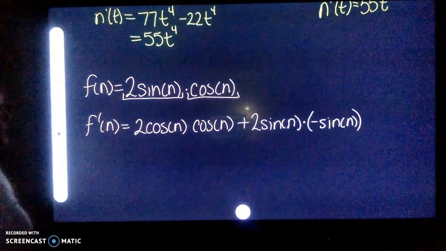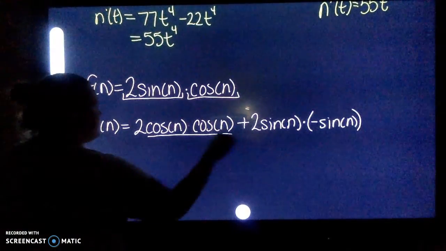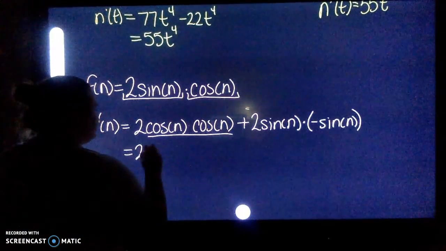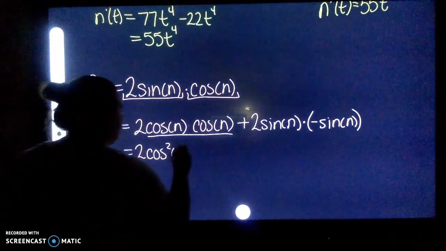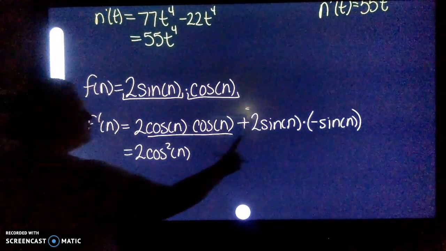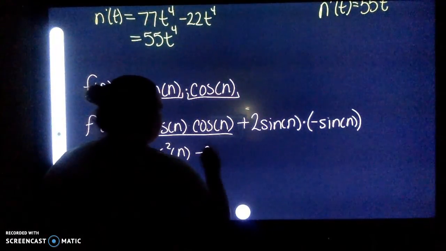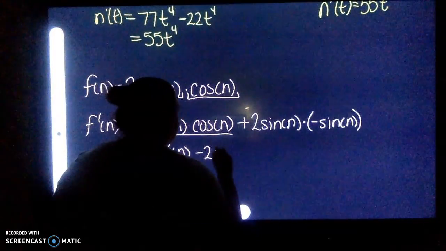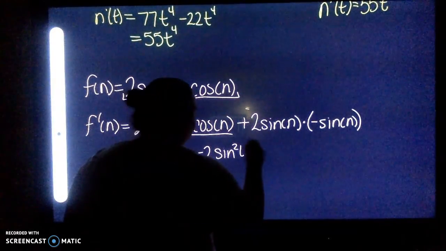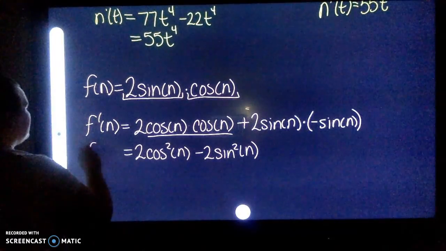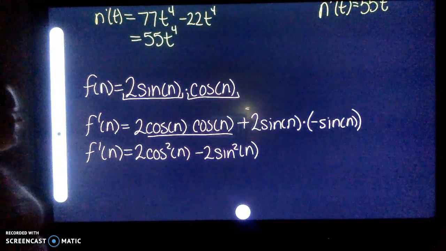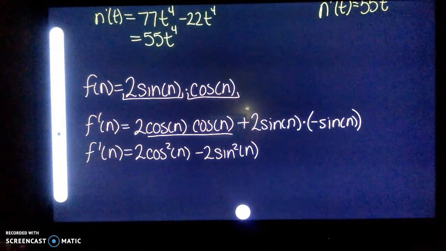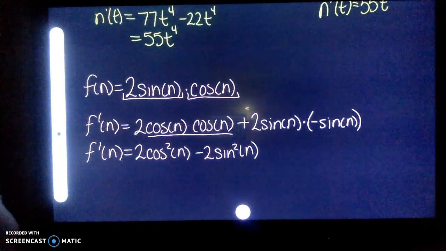I can go ahead and simplify. I notice I have cosine times cosine, so that will become 2 cosine squared n. 2 times a negative 1 becomes a negative 2. Sine times sine becomes sine squared of n. So my simplified derivative here would be 2 cosine squared n minus 2 sine squared n.